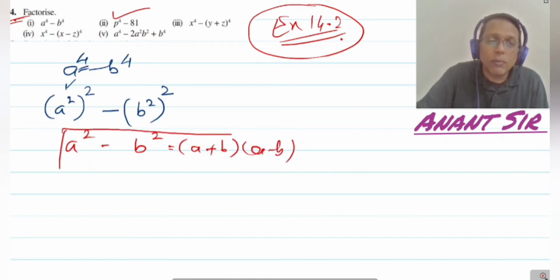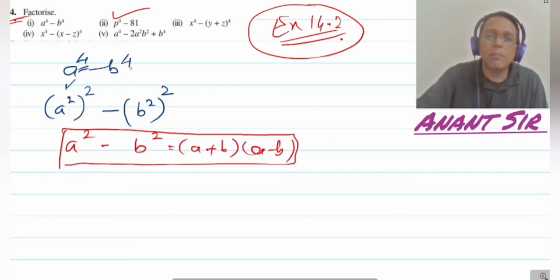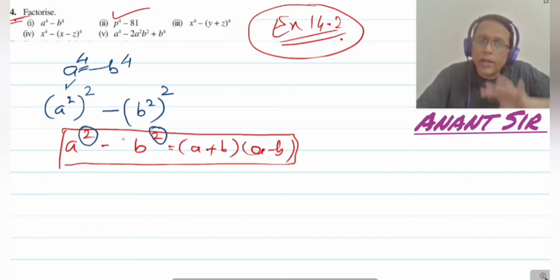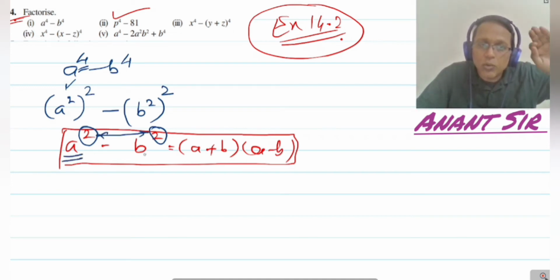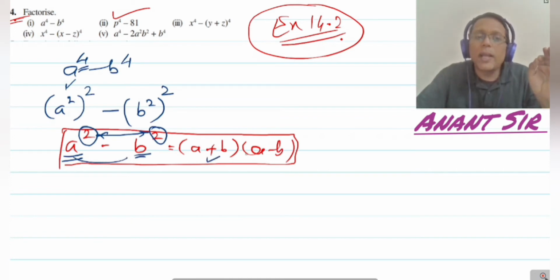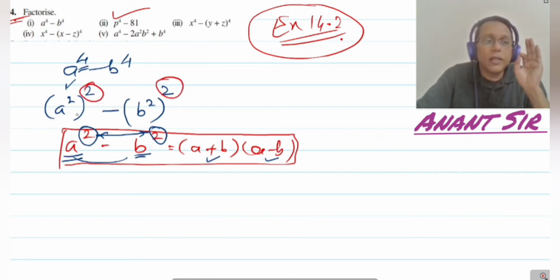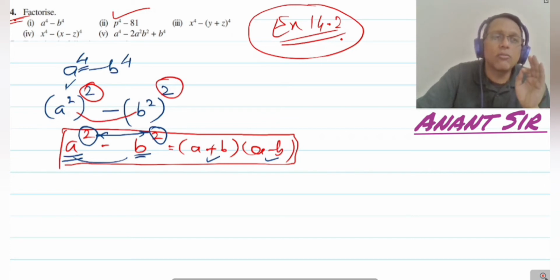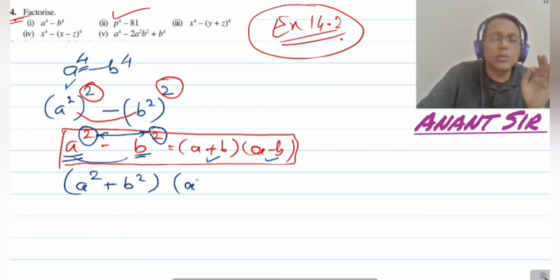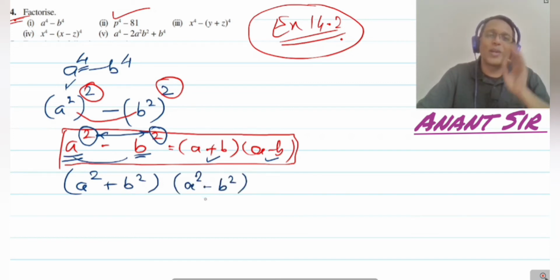How to use the formula? Many students make mistakes while solving this type of questions of power 4, okay. So, how to do it? Now, see, the terms whose squares are there, forget about the squares, okay. Take out those squares and just look at the terms. Add those terms in one bracket and subtract in another bracket. That's it. So what you do here, just forget the two squares which are there and then add these two terms in one bracket and subtract in another bracket. So it will be a square plus b square in one bracket and a square minus b square in another bracket.